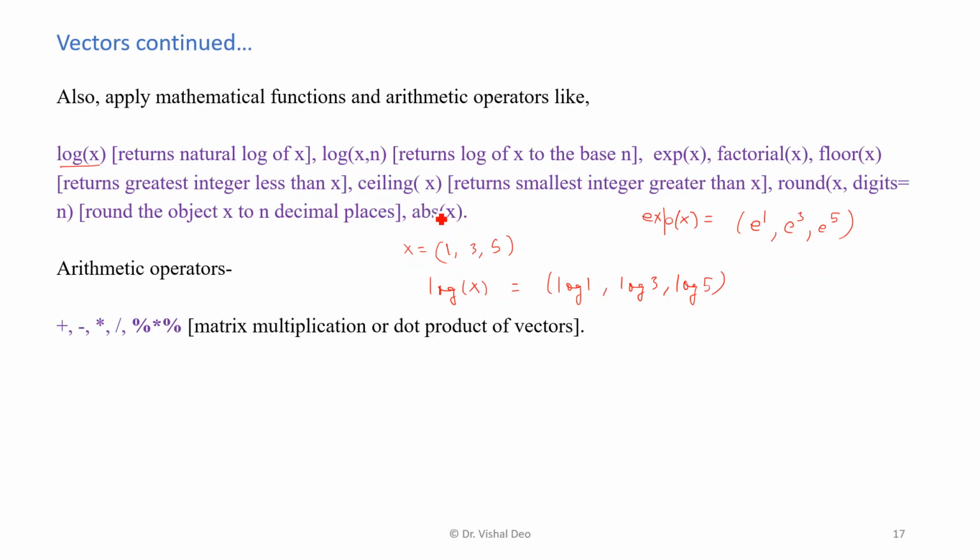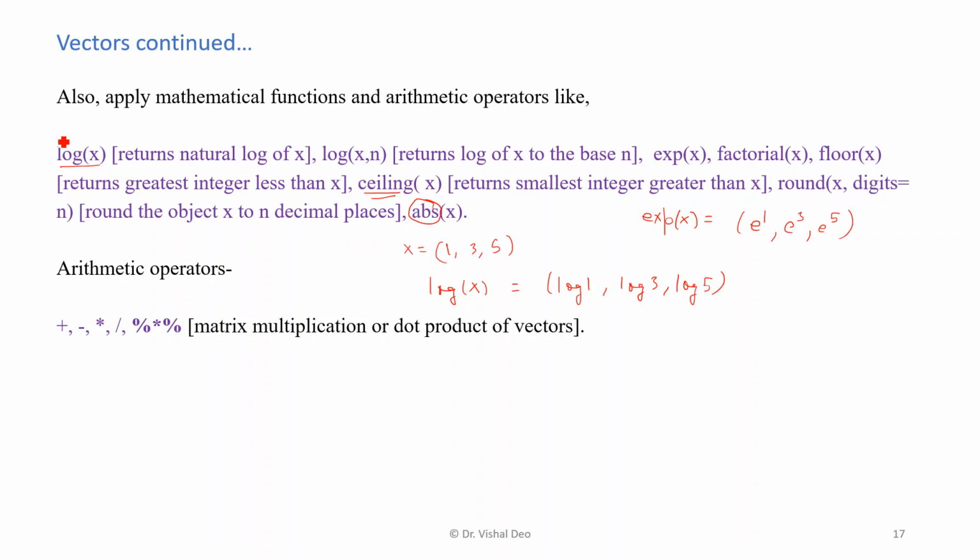So this ABS function is for absolute value. It will return a vector with absolute values of the elements. The ceiling function actually returns the smallest integer greater than or equal to x. The round function is used for rounding to certain digits. So all those you can try.